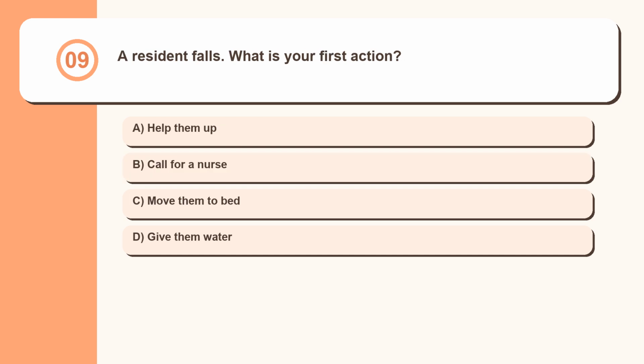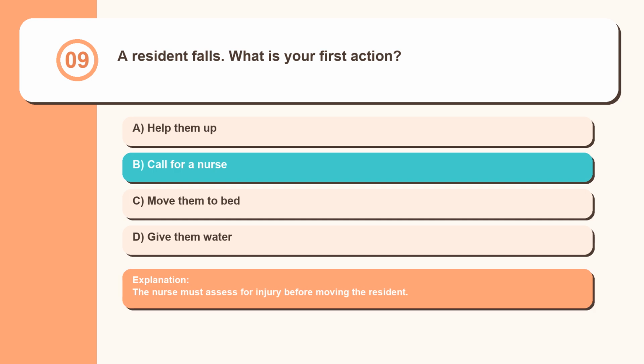Question 9. A resident falls. What is your first action? Help them up. Call for a nurse. Move them to bed. Give them water. The nurse must assess for injury before moving the resident.